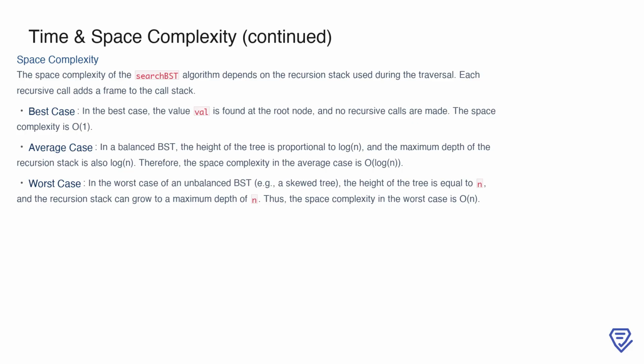On the other hand, in the worst case of an unbalanced tree, where the structure resembles a linked list, the height of the tree becomes equal to the total number of nodes, n. As a result, the recursion stack could grow to a depth of n, giving a worst-case space complexity of O(n).